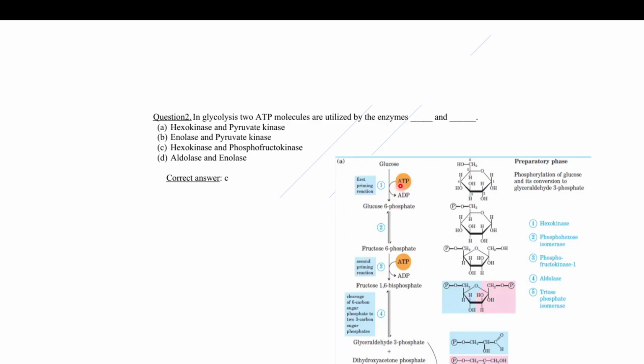So the enzymes that are utilizing it convert, one, glucose to glucose 6 phosphate. Phosphate is incorporated into the molecule, so we have kinase enzymes here. Whenever ATP is getting utilized, you have the kinase enzymes. So one is glucose to glucose 6 phosphate, hexokinase, and then fructose 6 phosphate to fructose 1,6 bisphosphate, you have phosphofructokinase. So the answer is hexokinase and phosphofructokinase enzymes.